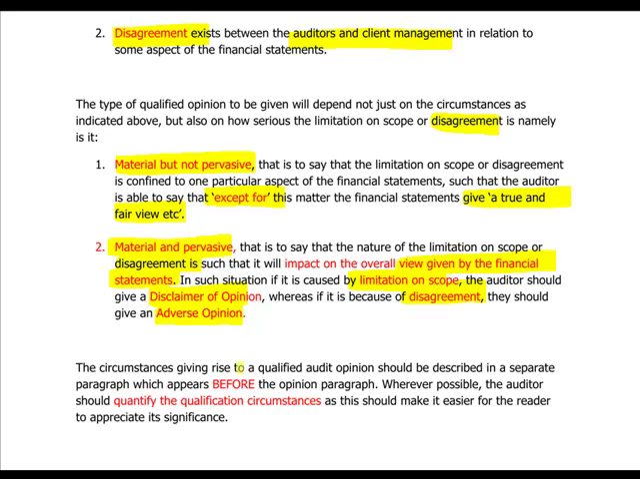Usually, a qualified opinion, according to the standard, must be described in a paragraph before the opinion paragraph, and the auditor should also quantify the qualification circumstances. So make it clear what is the impact on the financial statements.